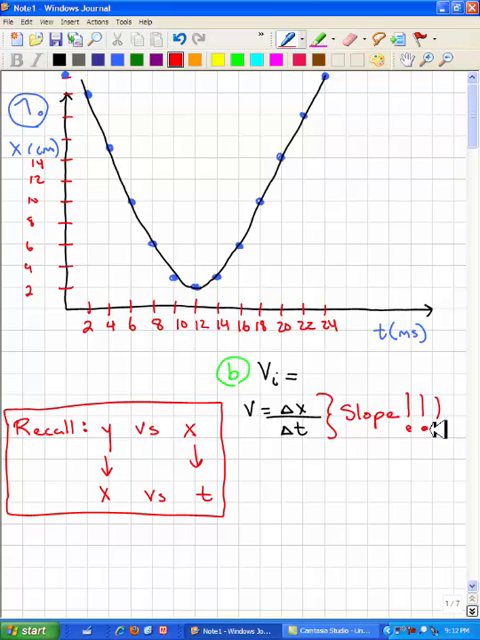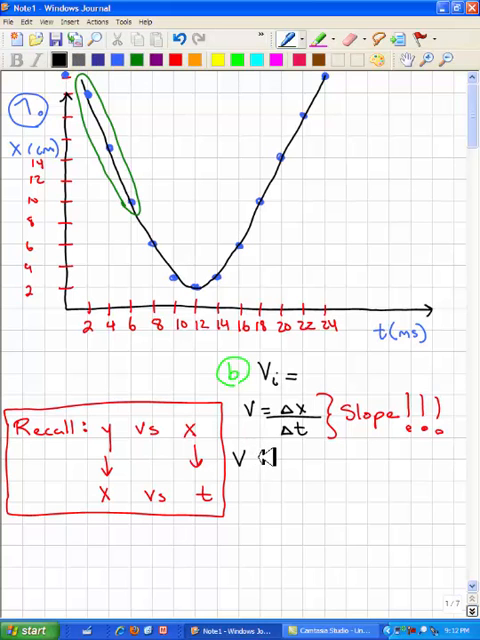Now, we need initial velocity, and if you notice, initially, this line right here has a very constant slope. If we assume that that slope is indeed constant, from the beginning until roughly about where I ended my circle, we can take the slope of that line and we can get an initial value.